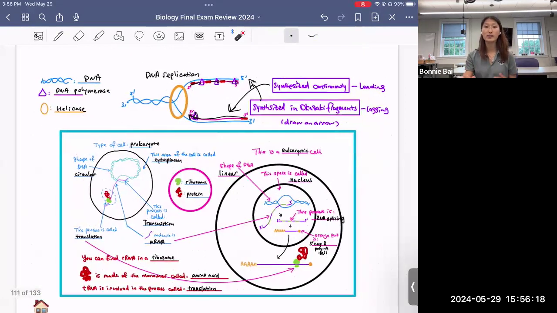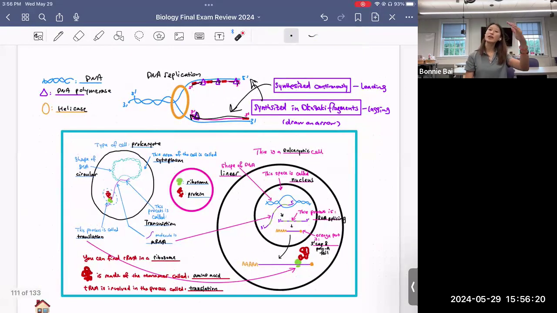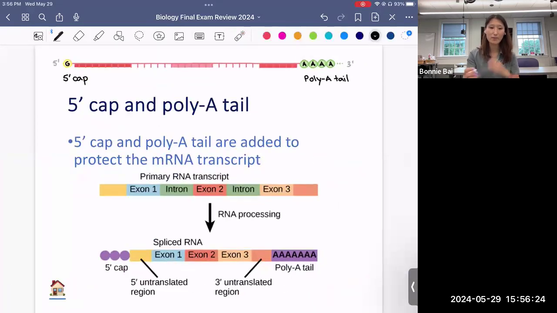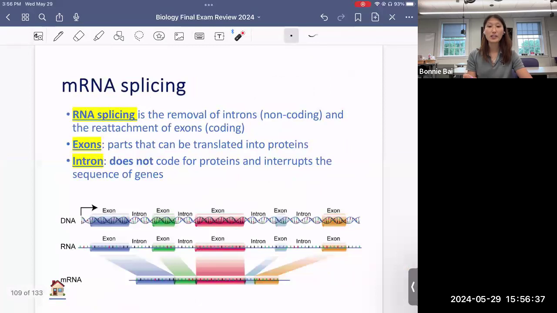So this just organizes all the different concepts of DNA replication, transcription, and translation. Now let's take a look at the 5' cap and poly A tail one more time. They're added to protect the mRNA transcript before it goes out of the nucleus in a eukaryote. So that's the purpose. Make sure you know that. And then we have mRNA splicing. We're keeping the exons and getting rid of the introns, because the introns don't code for anything.